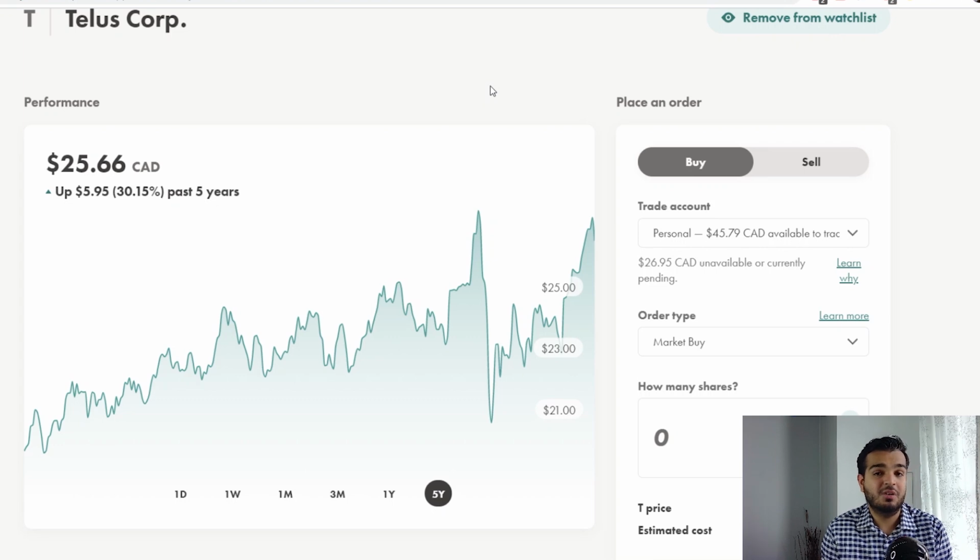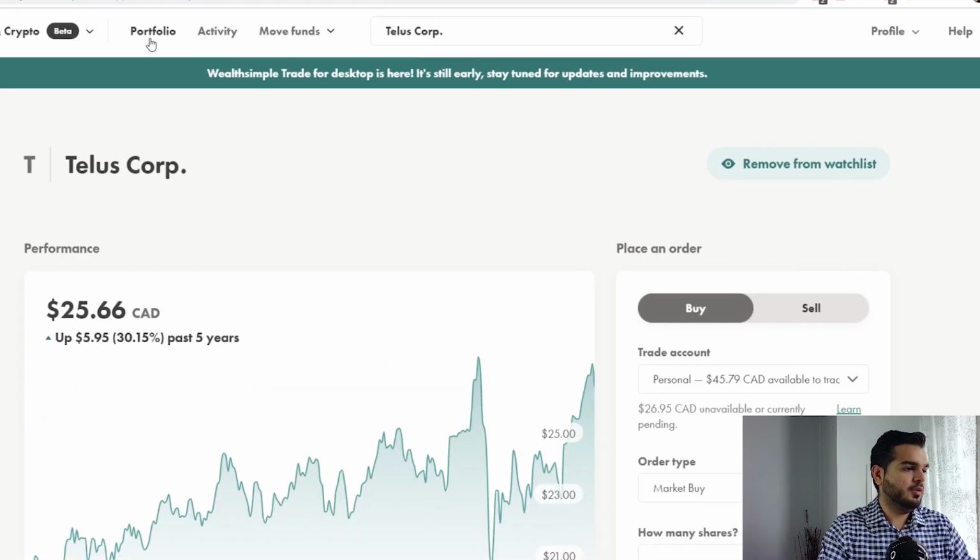So that means my total cost will be $35. So for me to see growth on this one transaction, TELUS would have to grow past $35 per share for me to actually see any profit. So that's why with a platform like WealthSimple Trade, you can buy as little as 1 share and not pay any fees. Okay, let's see how the portfolio is doing.